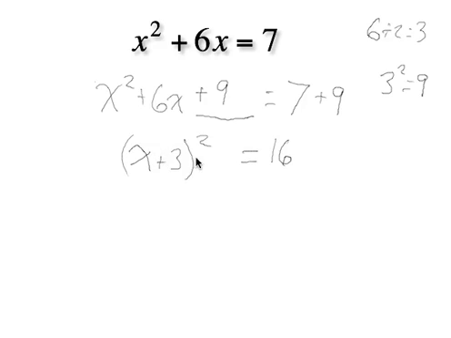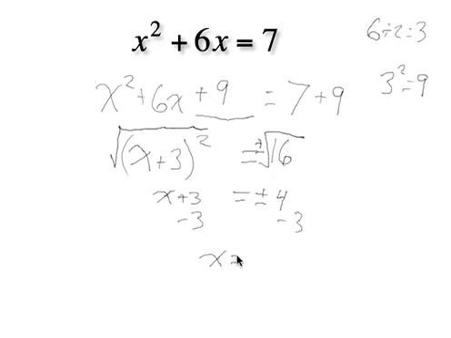In this case, this quantity is being squared. So we're going to take the square root of both sides. So I'm going to take the square root of the left and the square root of the right. And remember that when you take a square root, you want to put a plus or minus sign in front. So we have plus or minus 4, and we have x plus 3 on the left. X plus 3 equals plus or minus 4. Subtract 3 from both sides, and our answer is x equals negative 3 plus or minus 4.